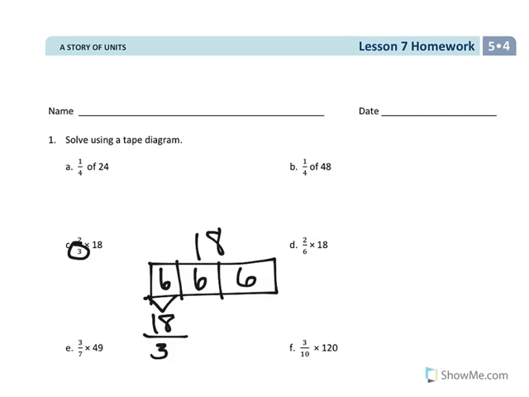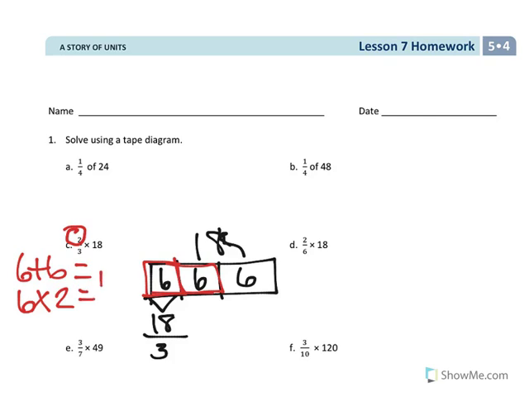And if you add them up, 6 plus 6 is 12, plus 6 is 18, so they should all add up to 18. But I don't have 1 square. This one is now asking me for 2/3, or 2 of these squares. So I can either do 6 plus 6, or I could do 6 times the 2 squares. And both of them actually equal 12. Therefore, 2/3 times 18 is 12.